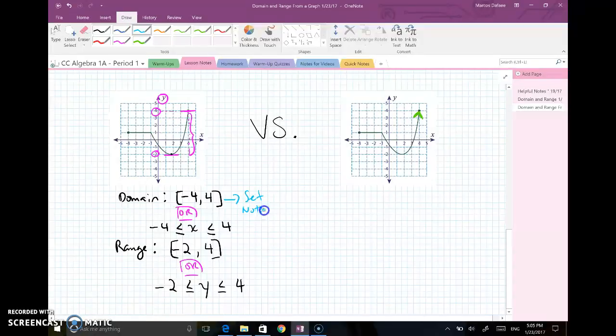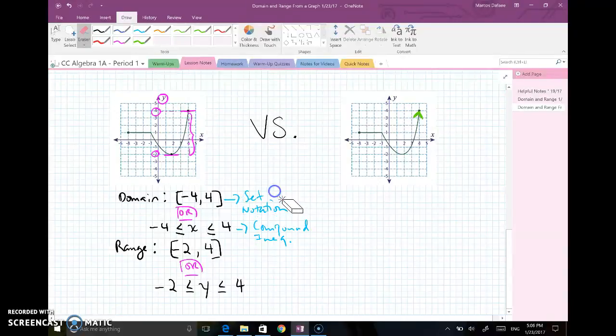Set notation. And over here, we have a compound inequality. Compound inequality. And it's the same for the range down there. All right, well, let's go ahead and do the other one.